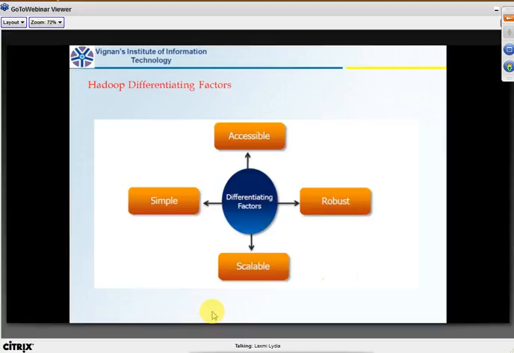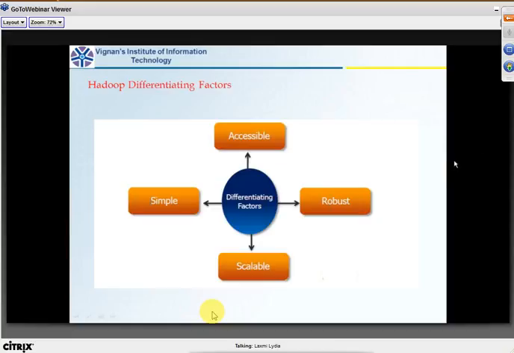to provide the solution for big data, Hadoop is playing a vital role. What is Hadoop? Hadoop processes large data sets over distributed commodity hardware. How does it process them? Because of its differentiating factors. What kind of differentiating factors does it have? The first important one is that it is accessible. It can be accessed over any commodity hardware.